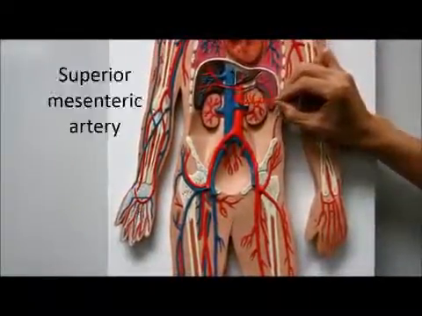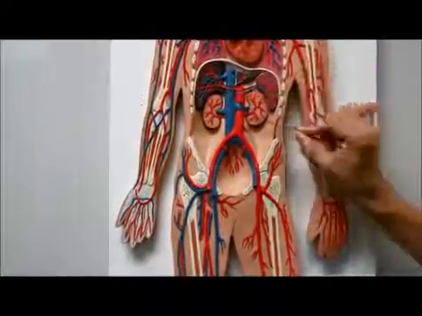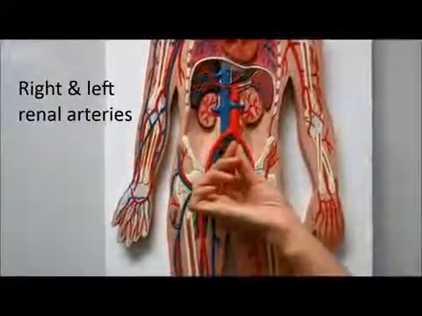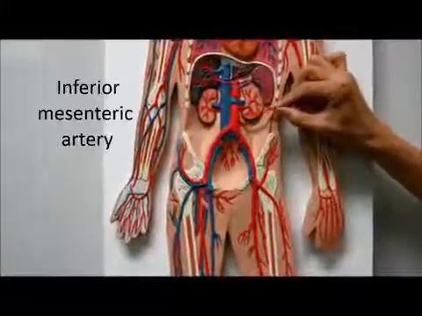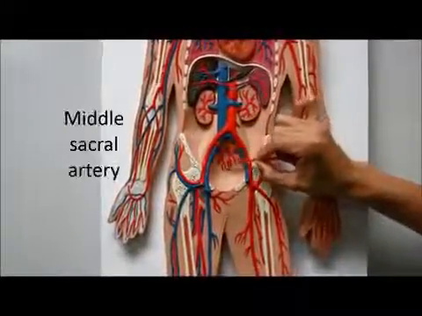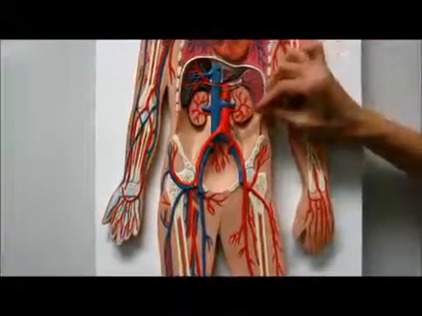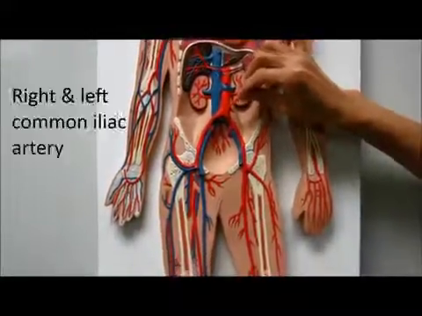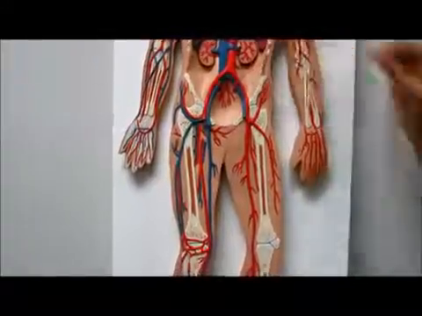Here, this is the superior mesenteric artery. These are the right and the left renal arteries. This is the inferior mesenteric artery, and this is the middle sacral artery. The abdominal aorta then branches to form the right and the left common iliac artery.